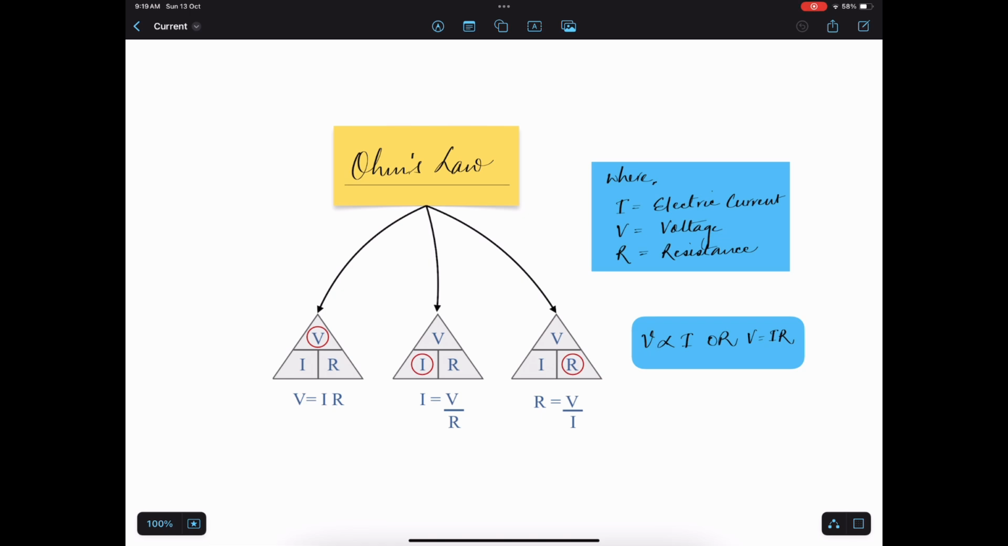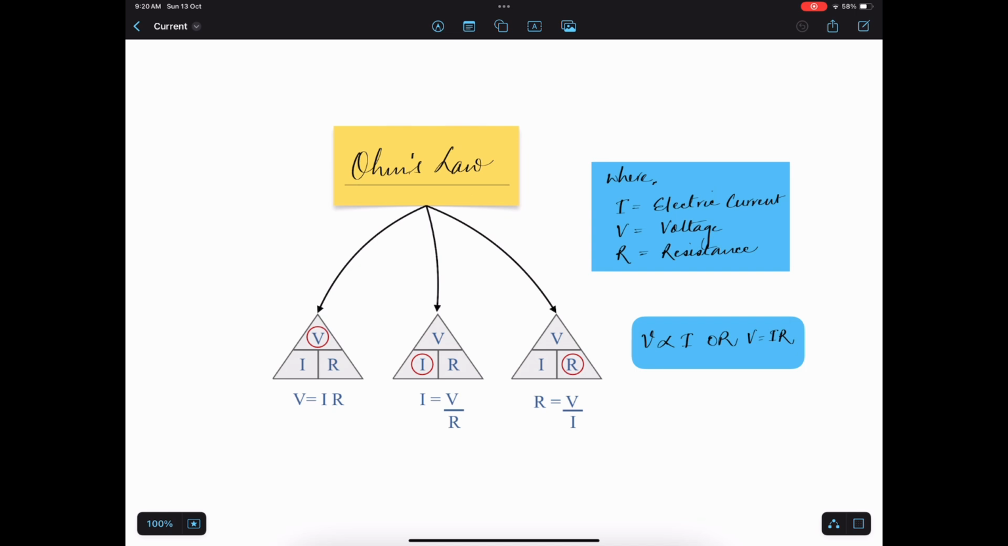The next topic that we are going to talk about is Ohm's law. Ohm's law is one of the fundamental principles of electricity. It states that the voltage V across a conductor is directly proportional to the current I flowing through it, with the resistance R acting as a proportionality constant.